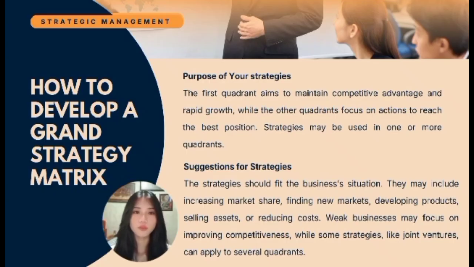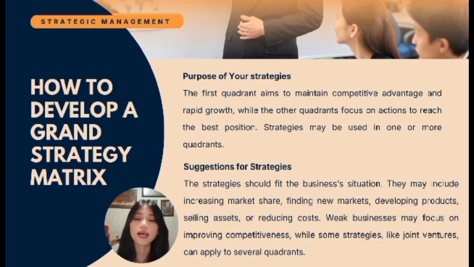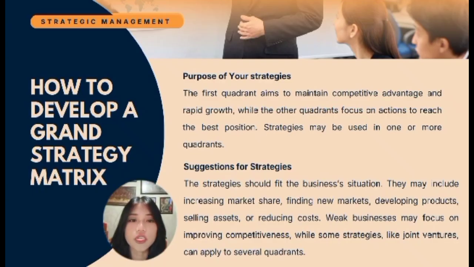Number 3 is developing products. This means creating new products or improving the products. Number 4 is selling assets, meaning the company can sell assets that it no longer needs, to raise money or to reduce unnecessary resources. Number 5 is reducing cost, meaning the business tries to lower expenses while still maintaining good quality. For example, they look for cheaper suppliers for materials but the quality is still good.